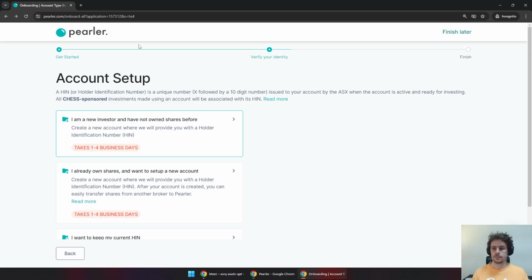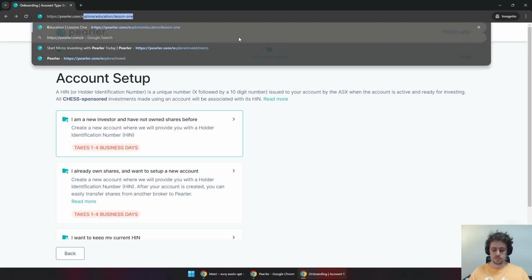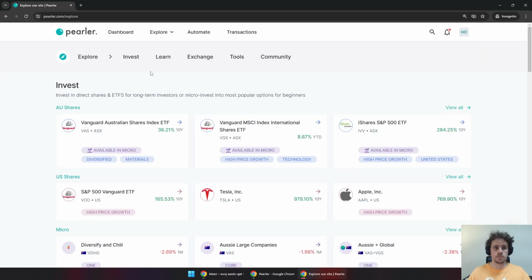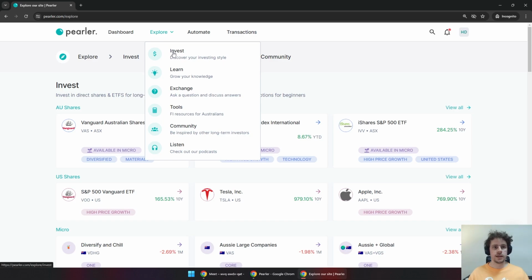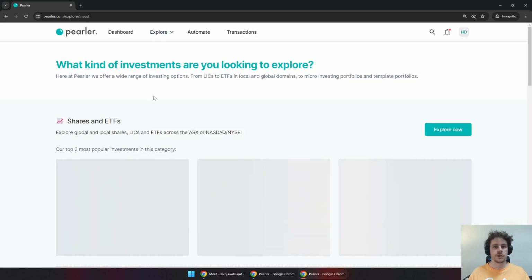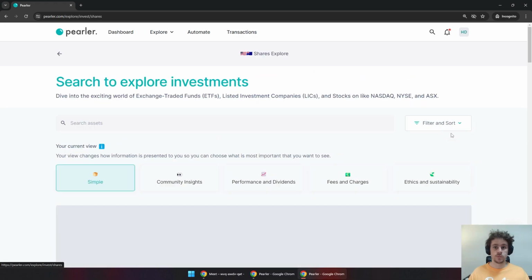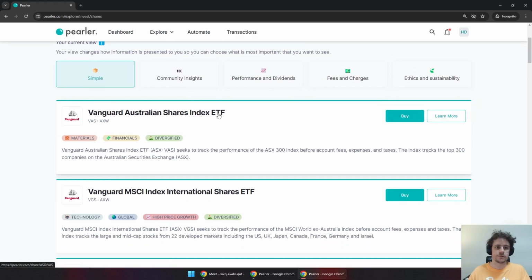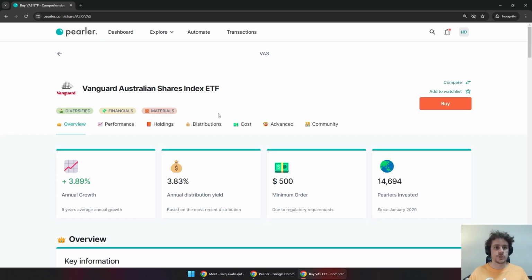Let's just touch on dividends really quickly. I've had quite a few questions on my stories about where to actually find them on Pearler. Is there an easy page you can go to, or where do we look for them? Yeah, so on Pearler, on the side or on the mobile app, go to Explore and then Invest, and you'll be able to explore more shares and ETFs. Then you'll be able to pick any ETF like VAS, which is our most popular one.